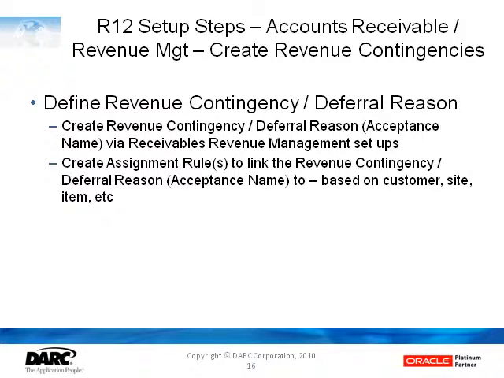Now we're in the final setup, and these are the setups related to accounts receivable and revenue management. The first part of the setup is to create revenue contingencies. And as we go forward, you'll see the revenue contingencies are referred to two different ways on the financial side of the world, and then by a different name within order management. So on AR, they're revenue contingencies and/or deferral reasons, and within order management, they're referred to explicitly as acceptance name.